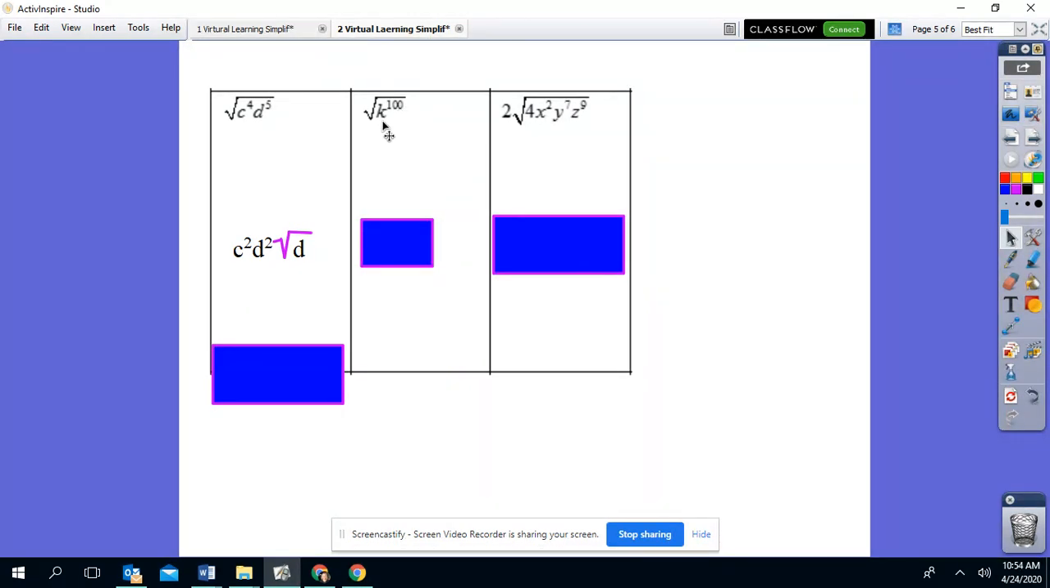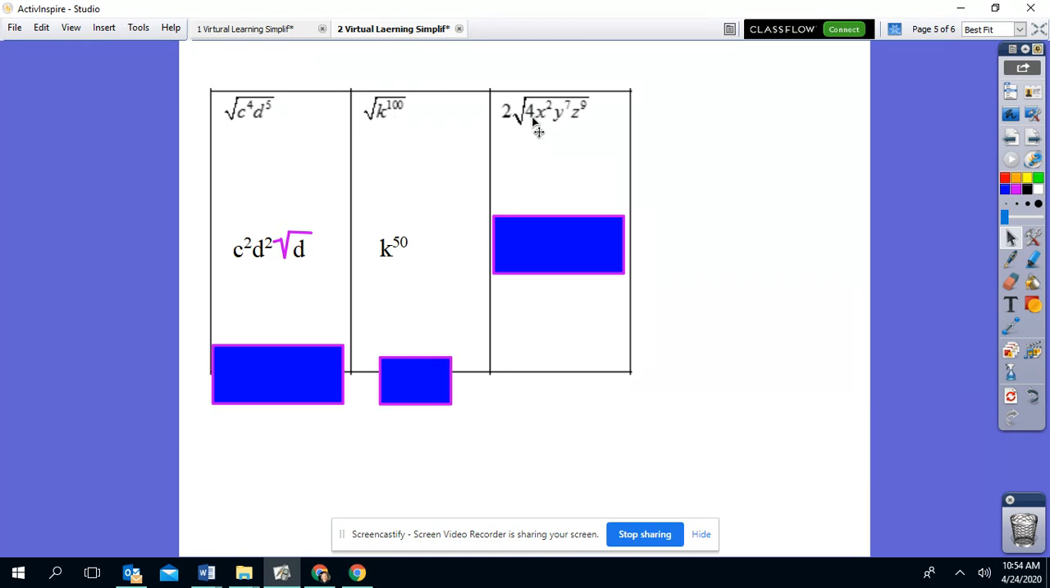Okay, k to the 100th. This one confuses people sometimes because they think, oh, I'm supposed to take the square root of 100. No, remember, if it's an exponent, you just cut it in half. So think about, what is half of 100? Well, that's 50. So the radical goes away, and it's k to the 50th power.